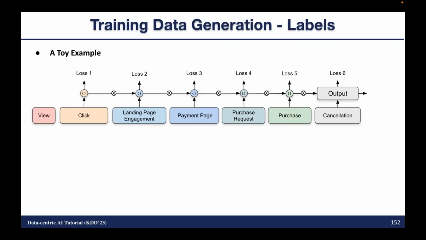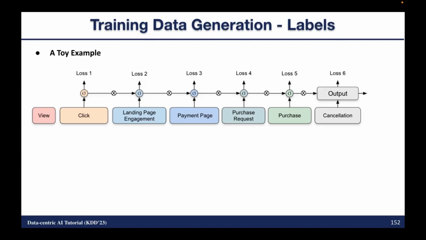Here, I think most of the audience must be very familiar with how to do the label. Let's use a news feed as an example. Whether you are going to click on a news item is based on whether you have seen it. If you have seen this news and you click it, it's positive. If you see it but you don't click it, it's negative. That's for general CTR prediction.